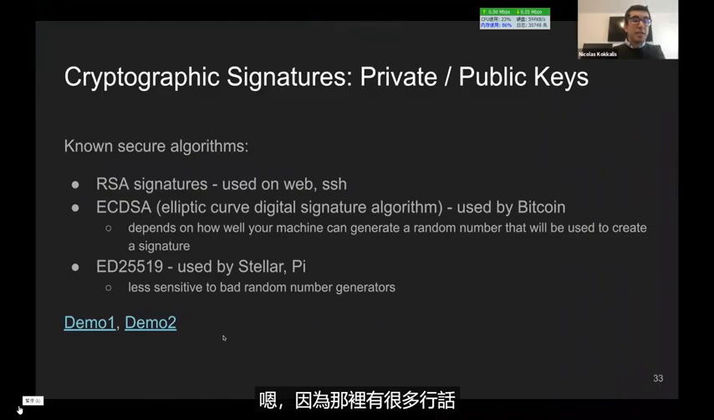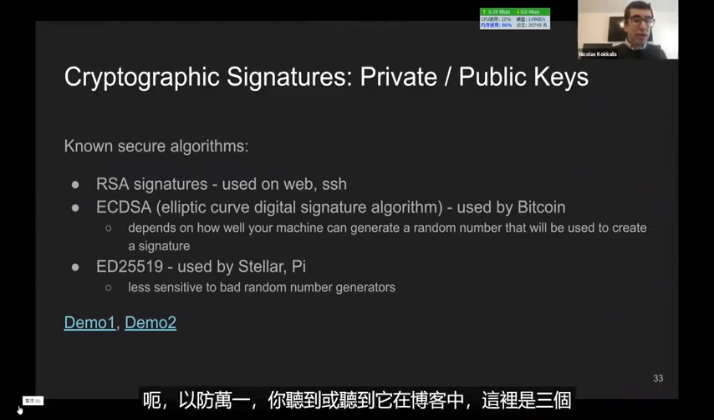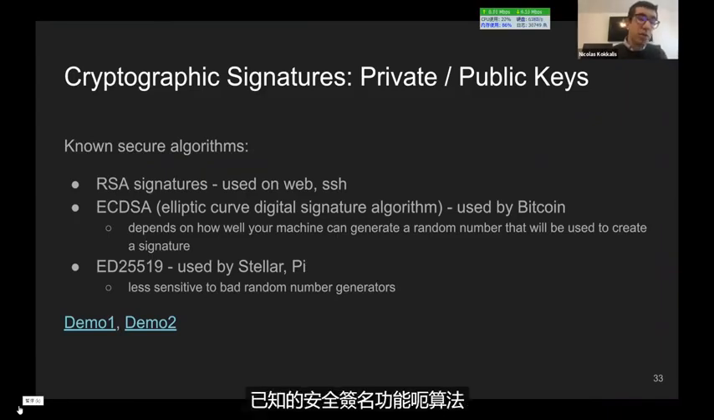Because there's a lot of jargon out there, in case you hear it or read it in blogs, here are 3 known secure signing function algorithms. RSA signatures, which are used usually on the web and SSH. There is something else called ECDSA, which is based on an algorithm using elliptic curves. And there is another one called ED25519.